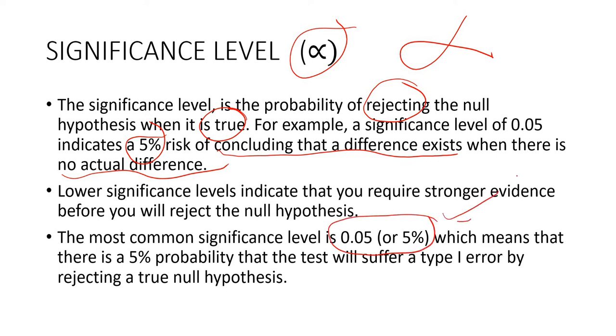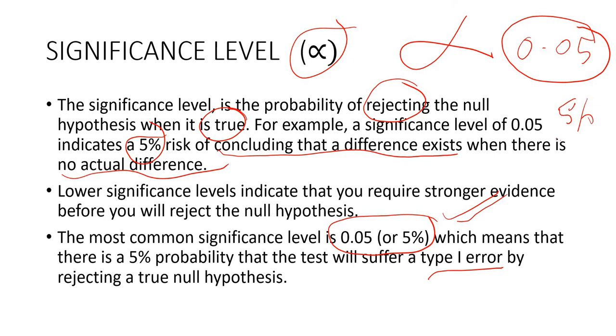This is very important. The most common significance level is 0.05 or 5%, which means that there is a 5% probability that the test will suffer a type 1 error by rejecting the true null hypothesis. So you understood what the significance level is, and the most common value of this significance level is 0.05 or 5%. These two aspects are very important.